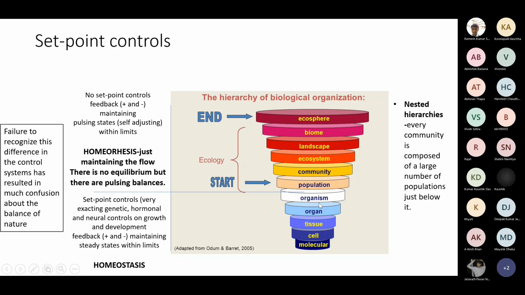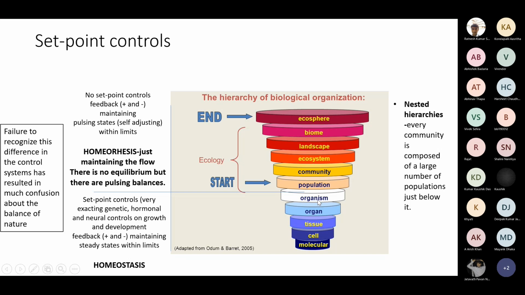In this entire scheme of things, when you look at all the life forms, up to the level of the organism, there are set point controls. That is, there is very exact genetic information. When you talk about higher forms, there is a hormonal control, there is a neural control on growth and development. Up to the level of the organism, the body is very well regulated. There is a very nice buffer. There is very exact control in the system, and there is a positive feedback and a negative feedback, which maintains a steady state within the limits of the organism.